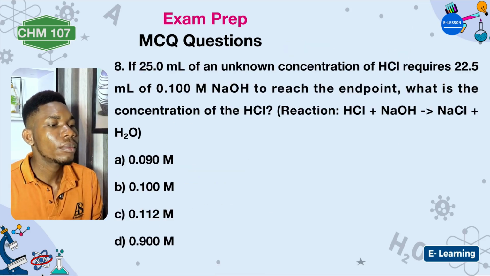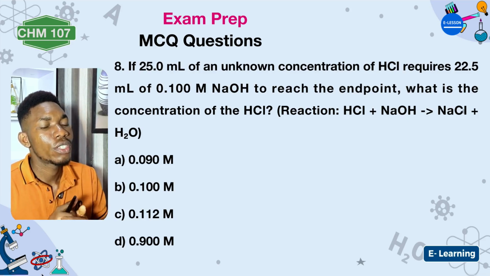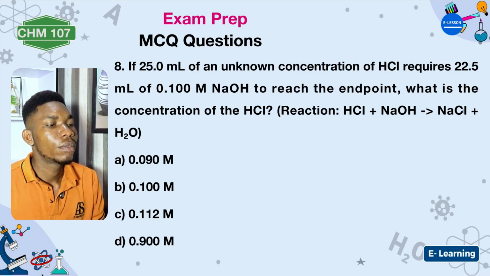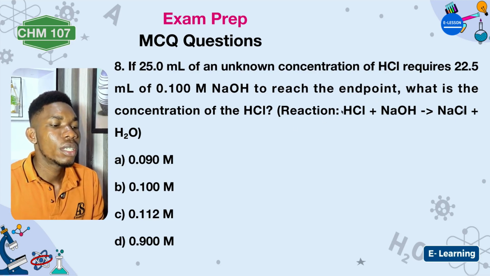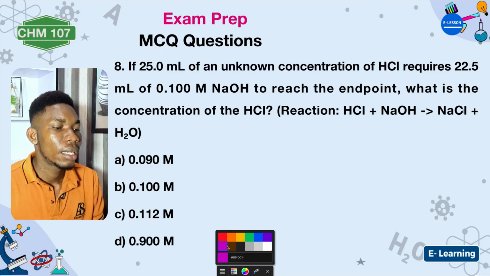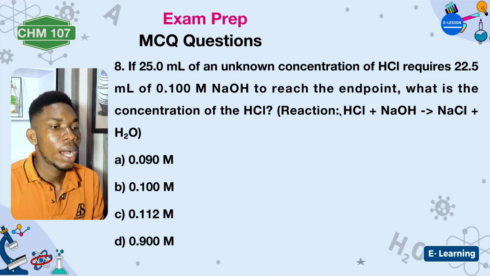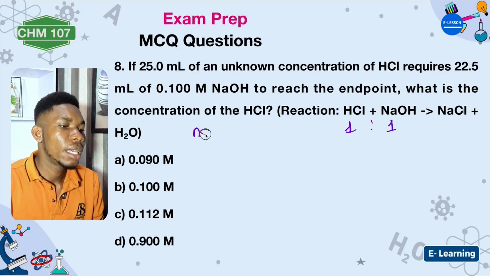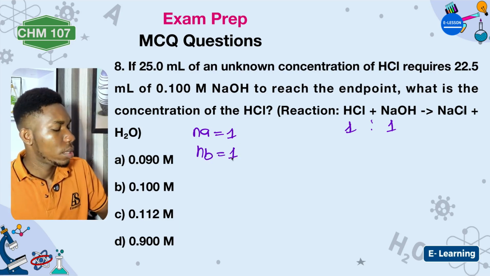Let's see. Okay, we'll have a question here. If 25 ml of an unknown concentration of HCl requires 22.5 ml of this to reach the end point, what is the concentration of HCl? From what we can see here, the ratio is 1:1. So it means Na is 1, Nb is 1. Is that okay?